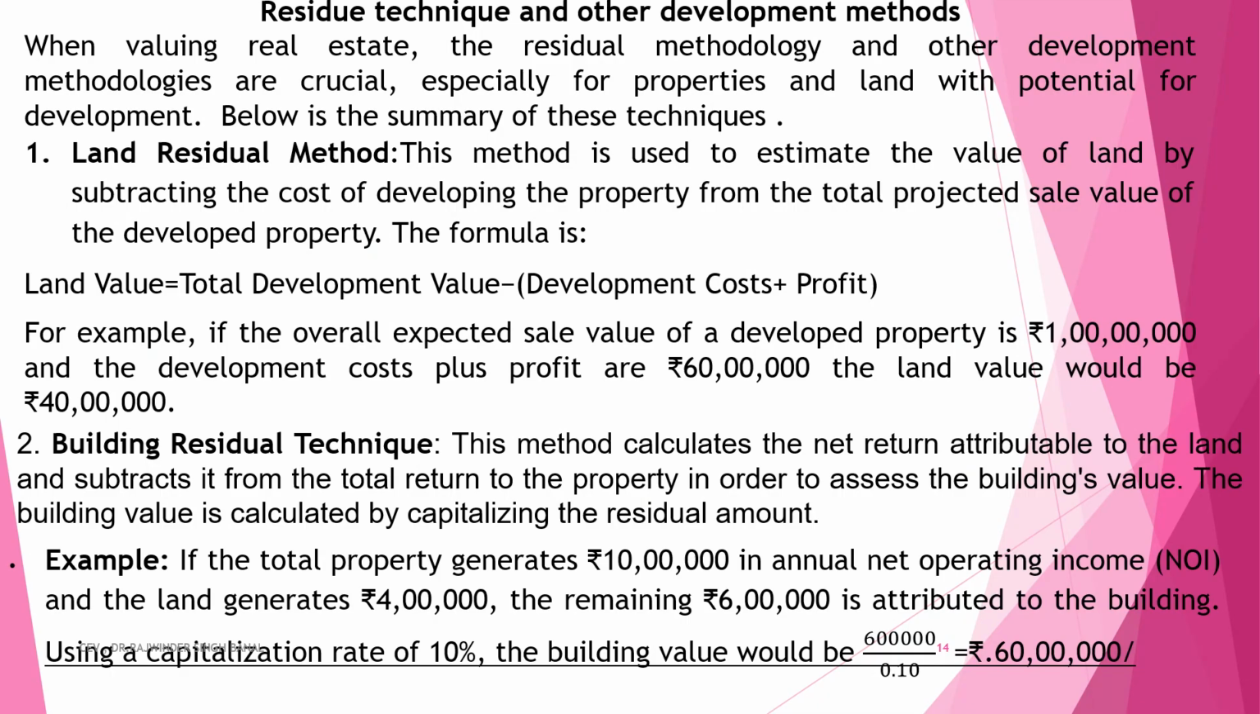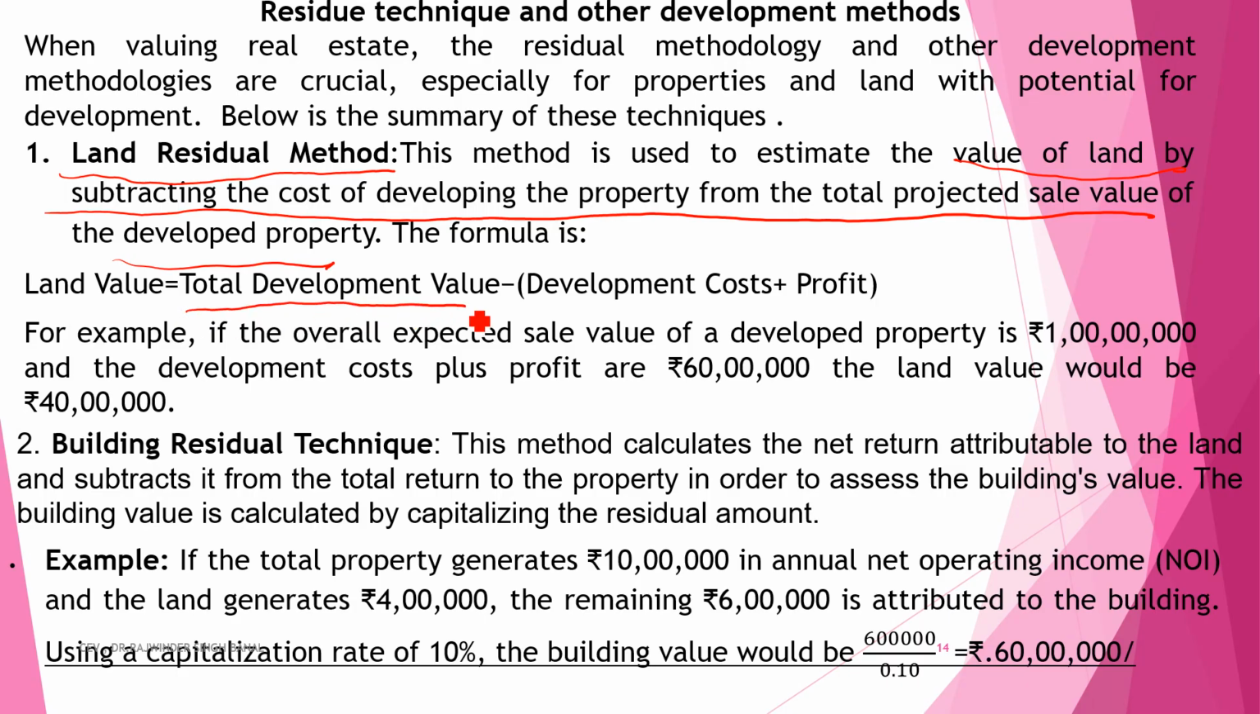Then the next method is the residual technique and other development methods. There are different methods. The first one is the land residual method. In this method, we estimate the value of the land by subtracting the cost of developing the property from the total projected sale value of the developed property. So the formula is: land value equals total development value minus development cost plus profit.